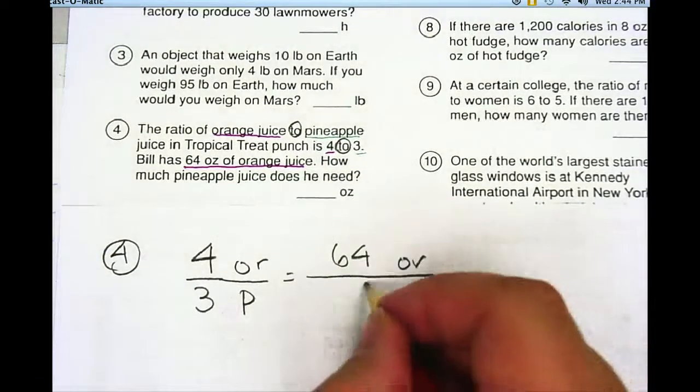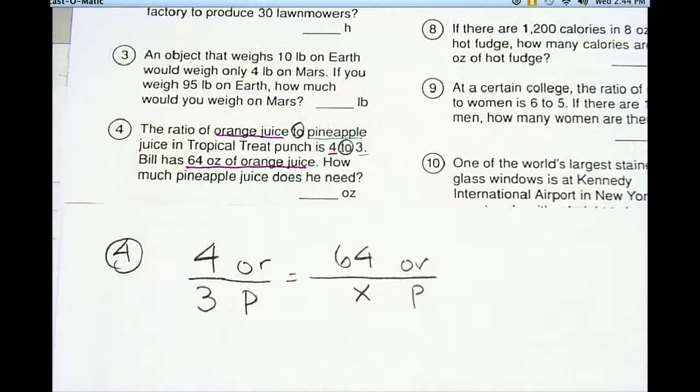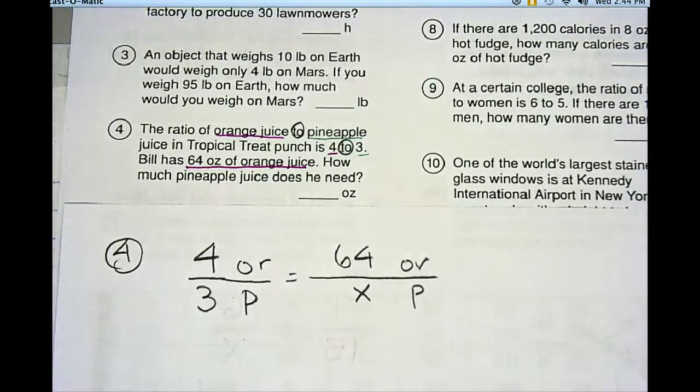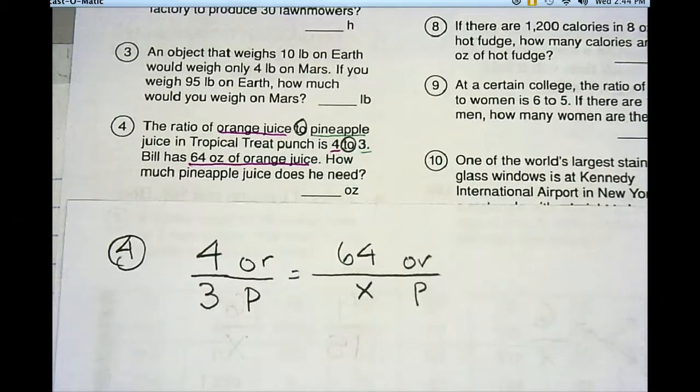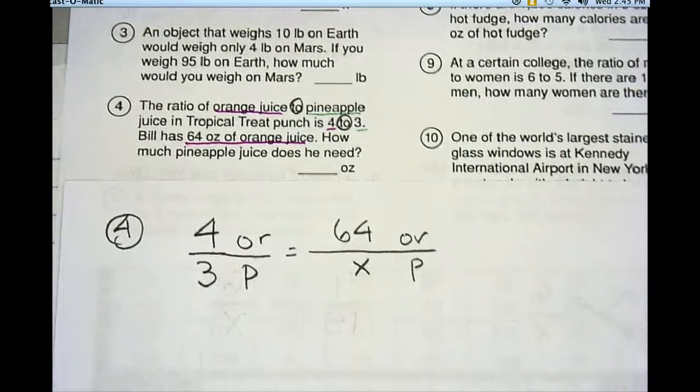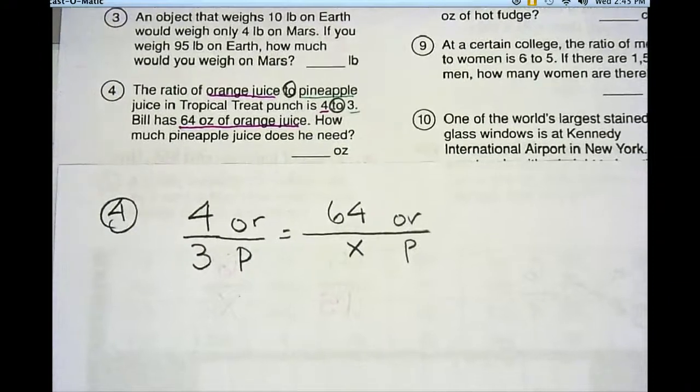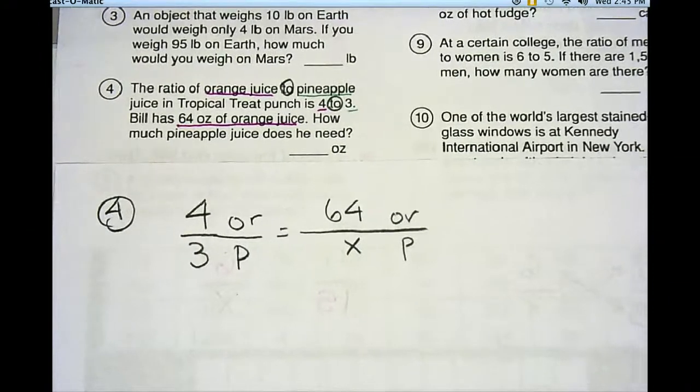And I need to find how much pineapple juice he has to mix with that to make this tropical tree punch. So now, after I set up my proportion, I look at the numbers. 4 over 3 is equal to 64 over x. Now it's a simple cross-multiplying problem, or else I can use cross products, or on this one I can go side by side, or use a scale factor to solve it.